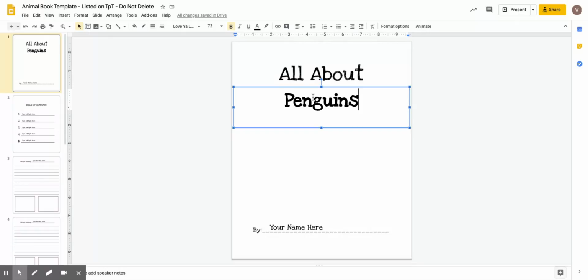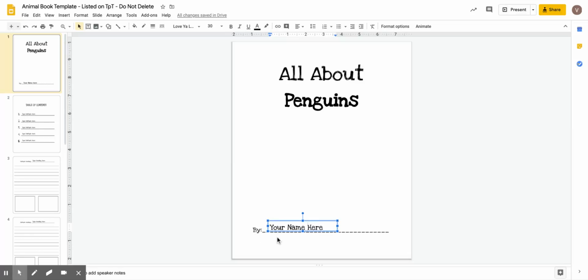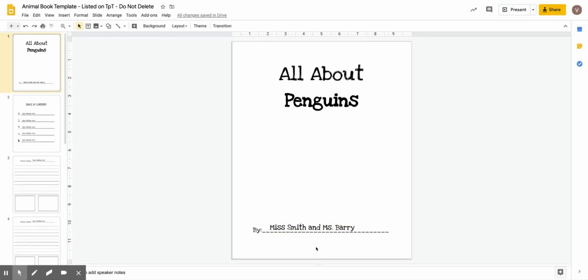So I'm writing about penguins, so I'm going to write all about penguins. Then I'm going to come down here to where it says by, so you can enter your name since you are the author. And I'm going to write by Miss Smith and Ms. Barry because we are writing this together. And I can drag my text box to make it longer if I need to. So that's the first step, just to get your animal book all set up.